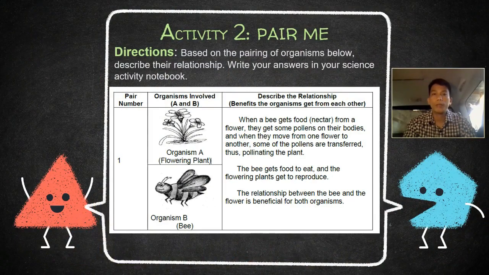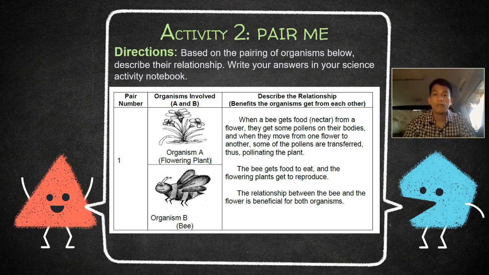For Activity 2, Pair Me. For the direction, based on the pairing of organisms below, describe their relationship. Write your answer in your science activity notebook or in your answer sheets. Pair number 1, the organisms involved are a flower plant and a bee. When a bee gets food from a flower, it gets some pollen on its body, and when it moves from one flower to another, some of the pollen is transferred. Thus, this will help the flower to be pollinated. The bee gets food to eat, and the flower plant gets to reproduce.